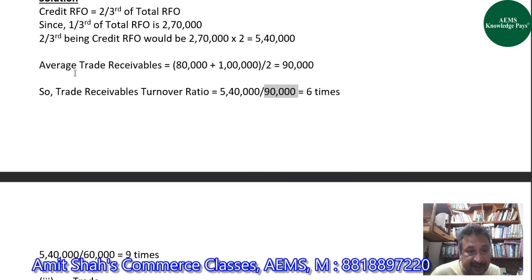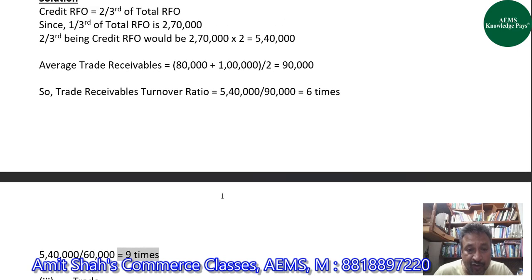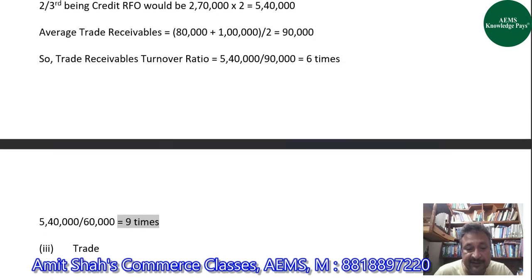Its average debtors, average trade receivables, that is the amount to be collected from debtors on an average daily basis. So at any point of time when we check the books of this business, we find that there are debtors of almost rupees 90,000. And here that is rupees 60,000 only. And that is why business B is better than business A. It means trade receivables turnover ratio, if it is more, it is better for the business. It shows faster recovery.